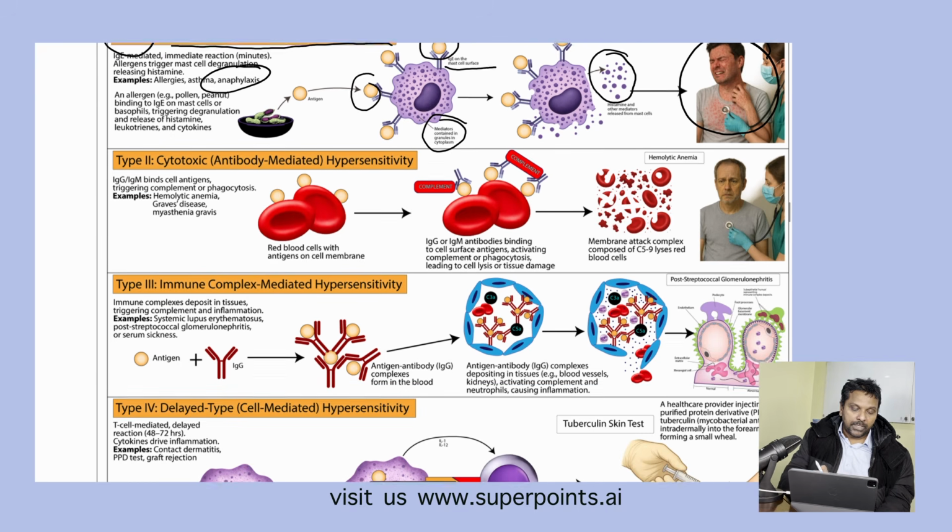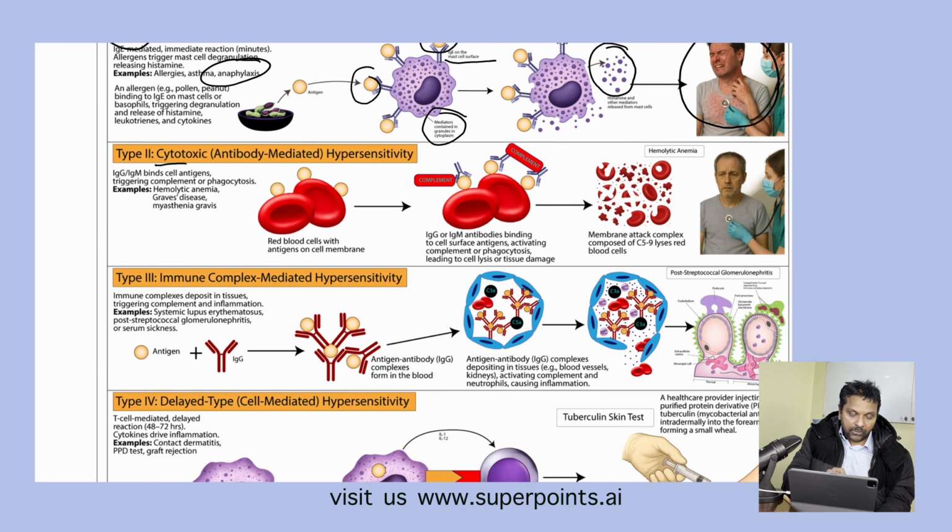In type 2 we have cytotoxic antibody-mediated hypersensitivity. IgG and IgM bind cell antigens, triggering complement or phagocytosis. Best examples: hemolytic anemia, Graves' disease, myasthenia gravis. Blood cells have antigens on the cell membrane, and IgG or IgM antibodies bind to cell surface antigens, activating complement or phagocytosis, leading to cell lysis.